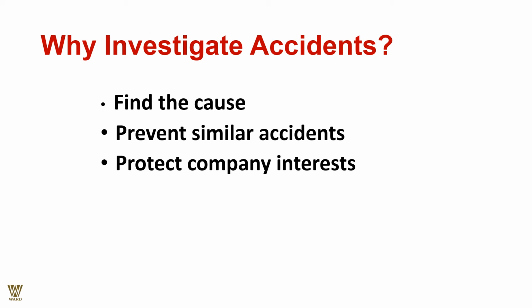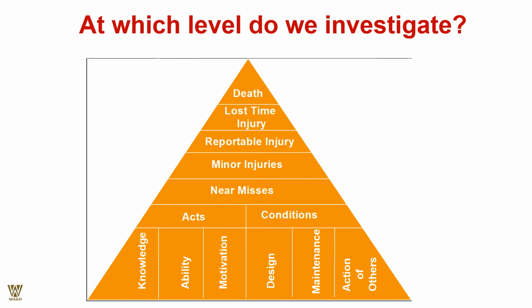The mere reasons for investigating an accident are finding the cause, preventing similar accidents, and thereby protecting the company's interest. That is what we are looking forward to. So, at which level do we investigate? You need to understand right from the bottom of the pyramid to the top of the pyramid. Look at the top: death, the eventuality, has happened. But at the bottom, it's all about your knowledge, your ability, or your motivation. This is how we fragment the acts: knowledge, ability, and motivation.